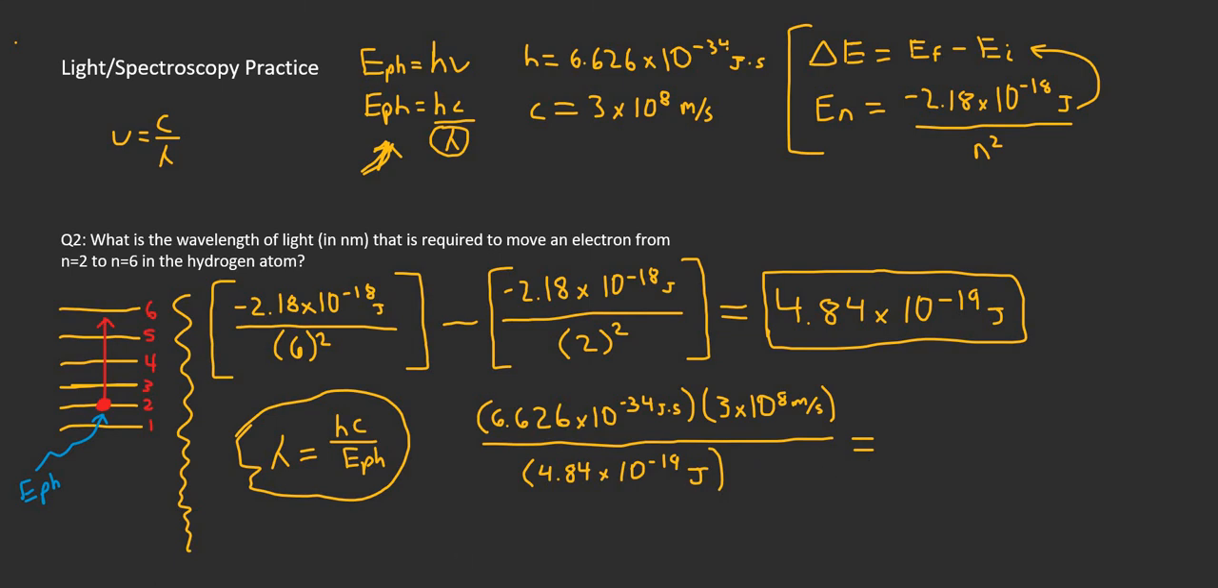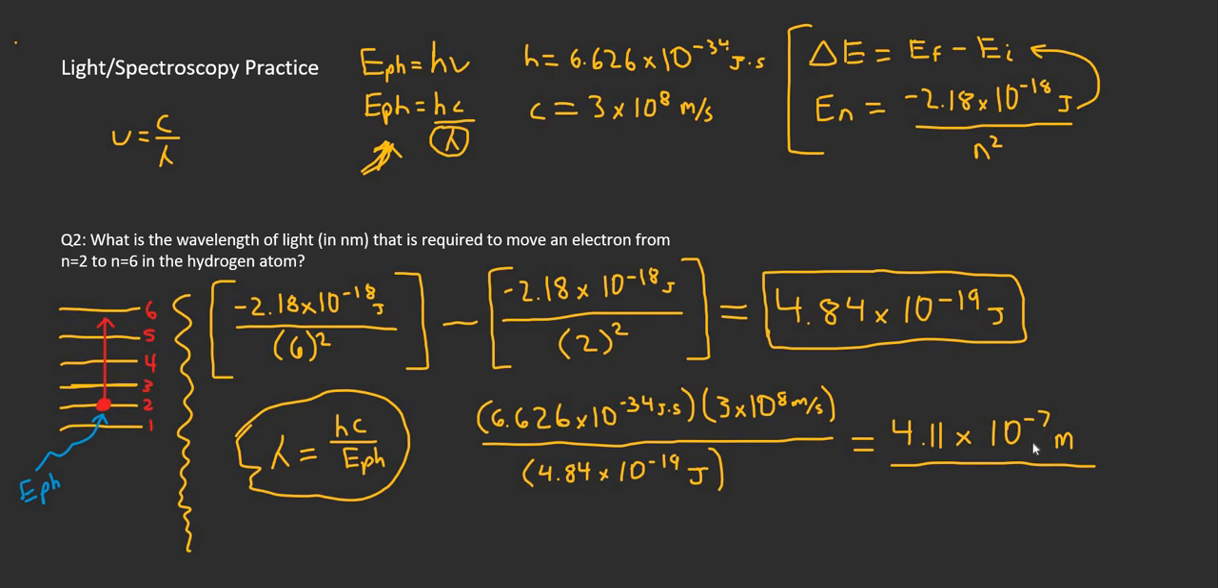Again, pause the video, work this out, and see what you get for your answer. Compare it to mine. Here's the answer that you should get: 4.11 times 10 to the negative 7th meters. There's only one problem left, though. The question asked for nanometers, and our answer here is in meters. So we're going to need to do one last thing. We're going to need to convert this meter answer into nanometers.